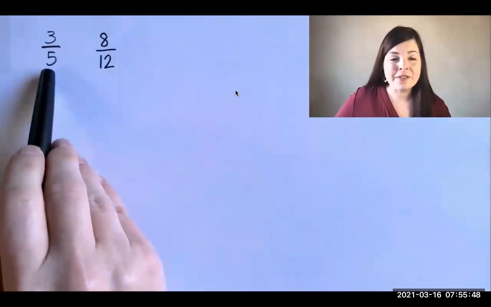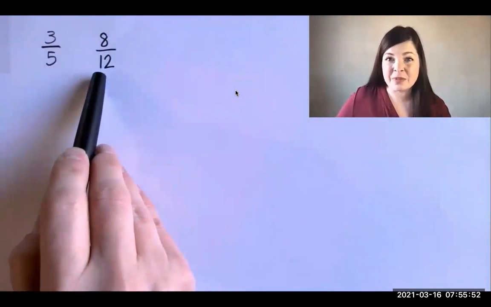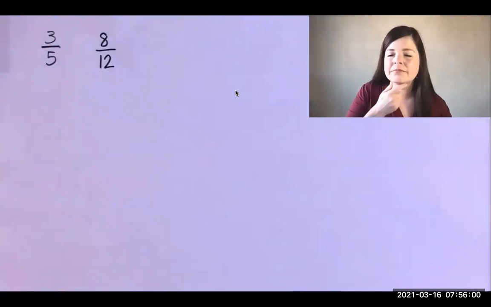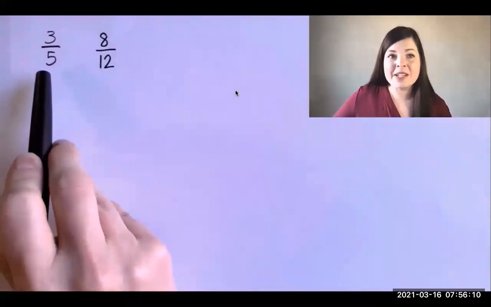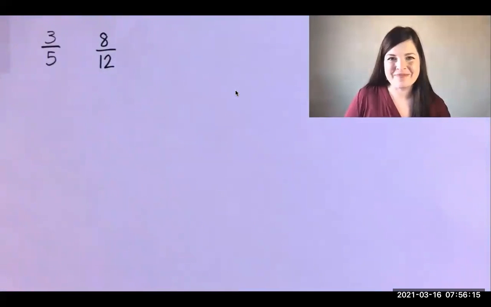Right now we have fifths and we have 12ths. If we tried to draw area models like we did before, that would be a lot of little boxes to draw. So how can we find common denominators without drawing an area model? That's right. We could use multiplication like we did before. So pause the video here and create common denominators for 3/5 and 8/12 using multiplication. We'll talk about it when you get back.